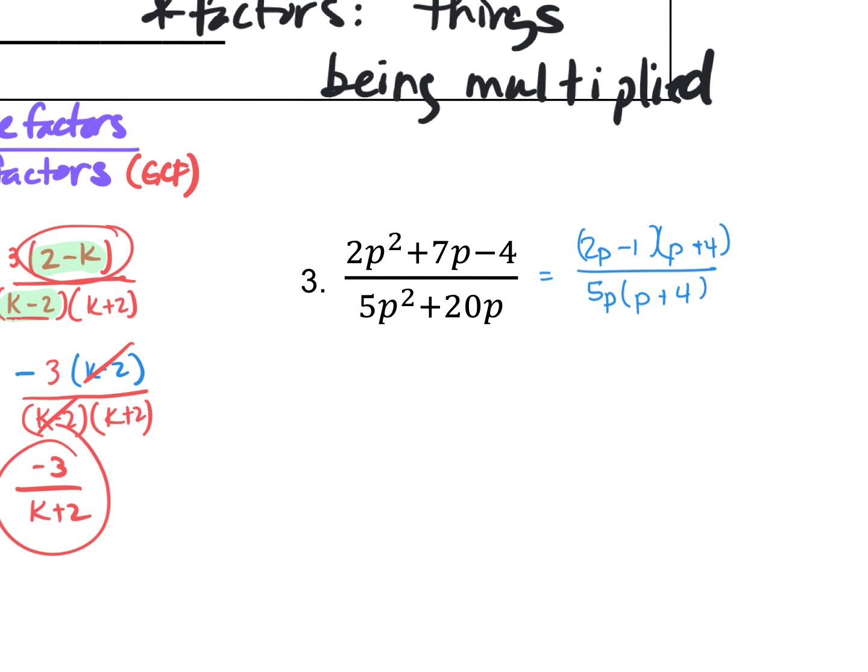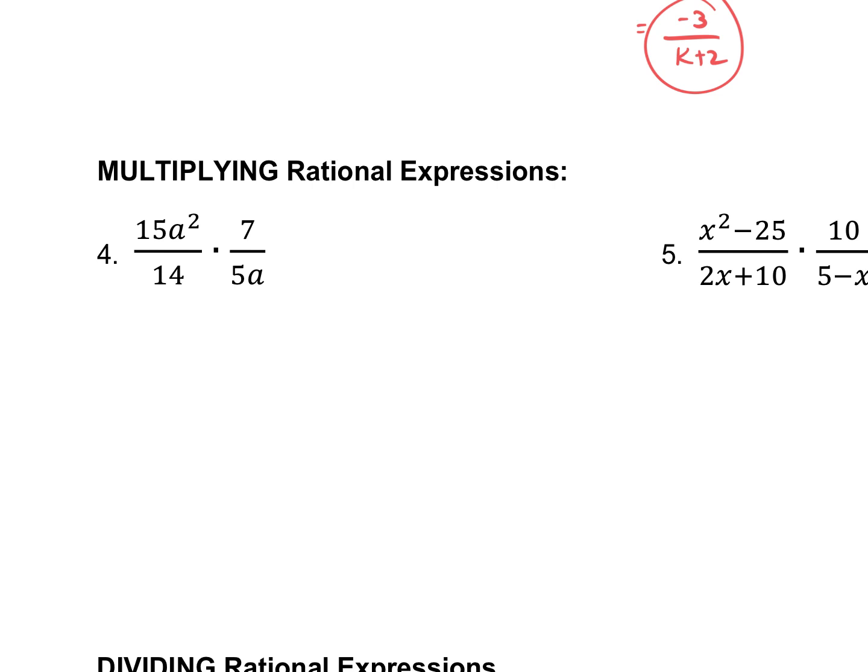So now I notice that I can cancel those out, so I'm left with 2p minus 1 over 5p. When you are rewriting these, I need you to write them to where I can see your answer, box them in, make them clearer. All right, so now let's review multiplying rational expressions.